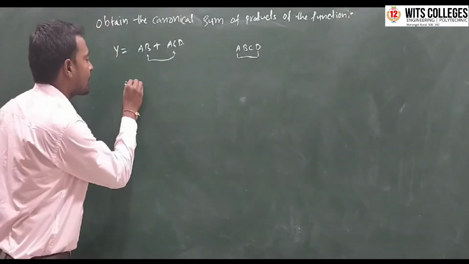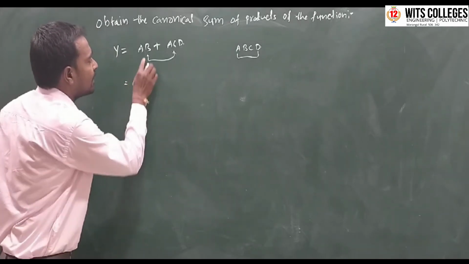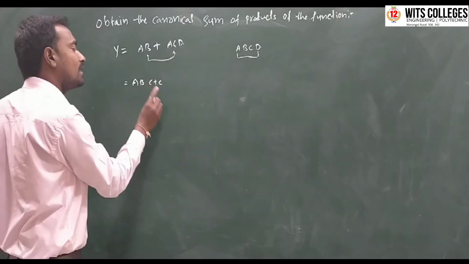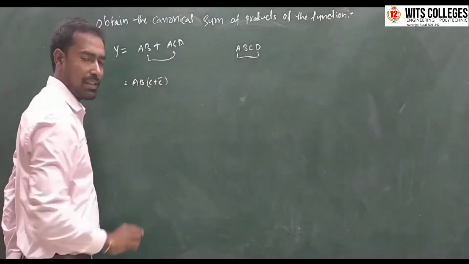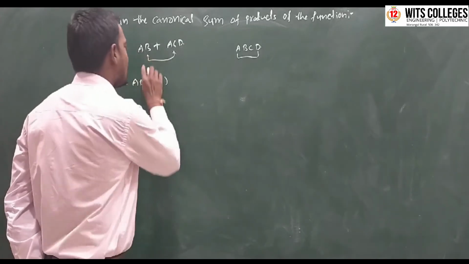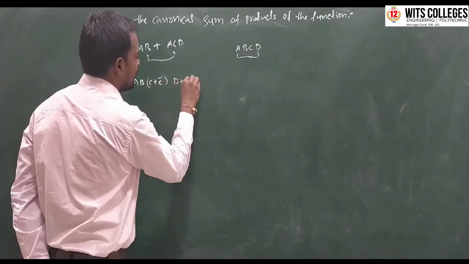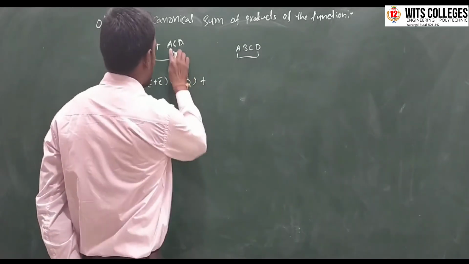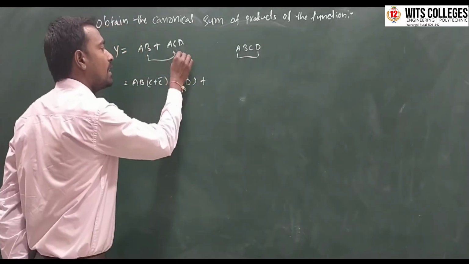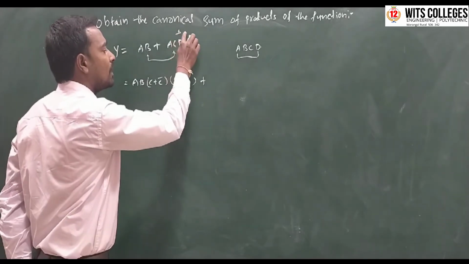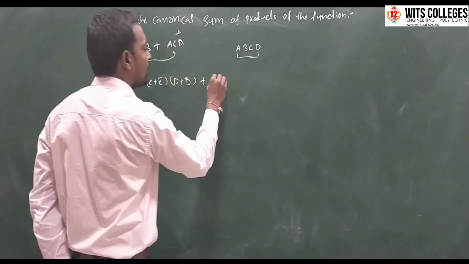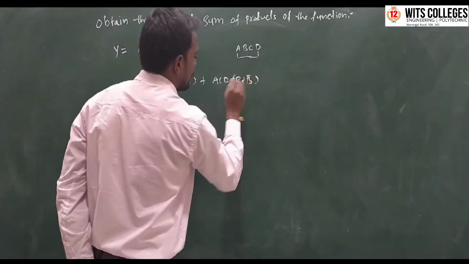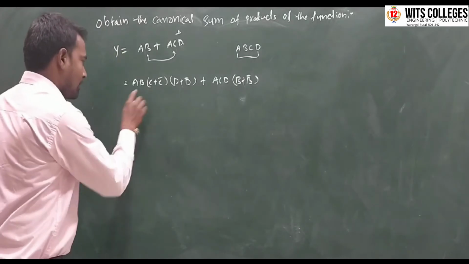So here A B, and the missing term is C, so that's why I am multiplying with C plus C bar. Again we have a missing term, that is D, so I am multiplying with D plus D bar. Plus, here ACD, the missing term is B, so that's why I am multiplying ACD with B plus B bar.